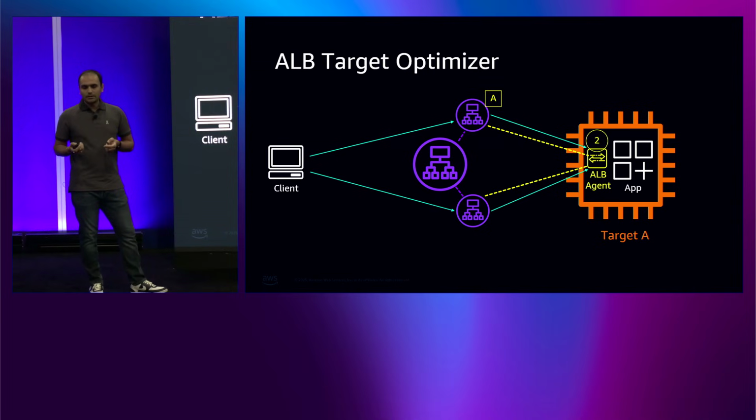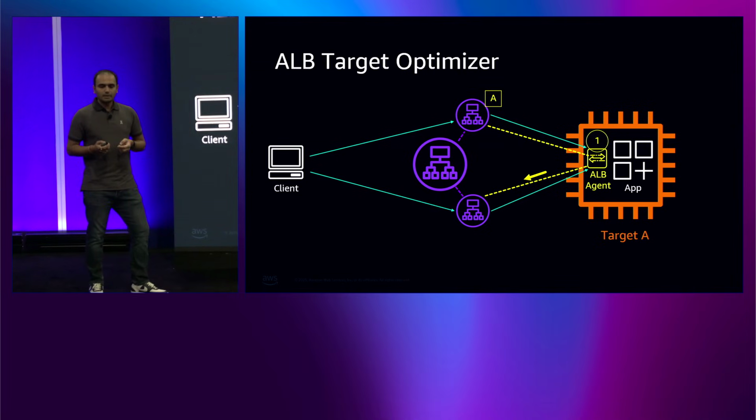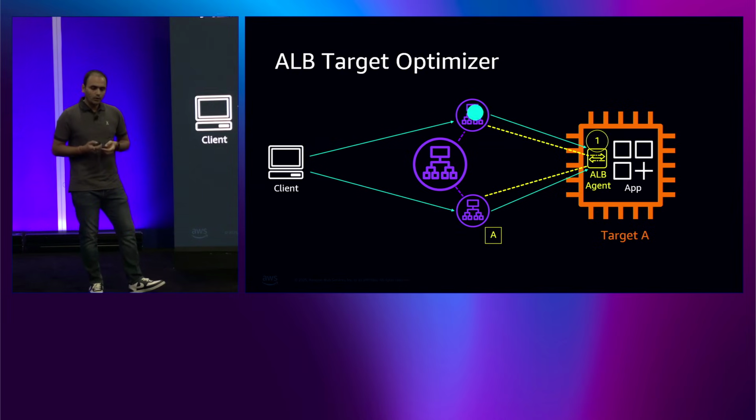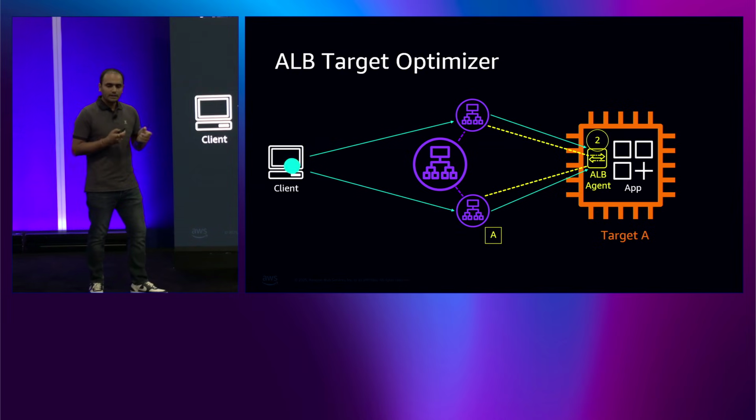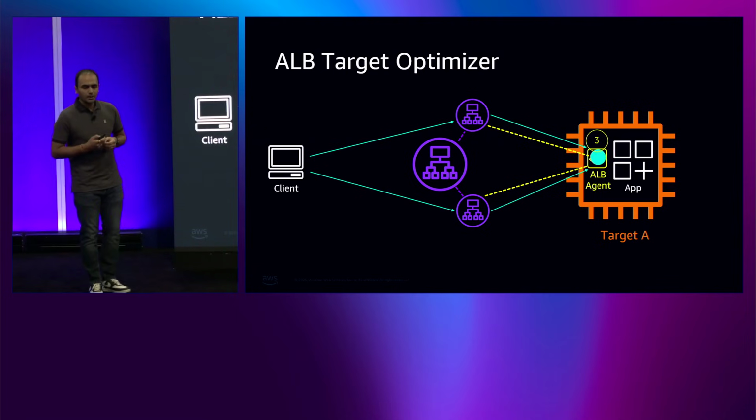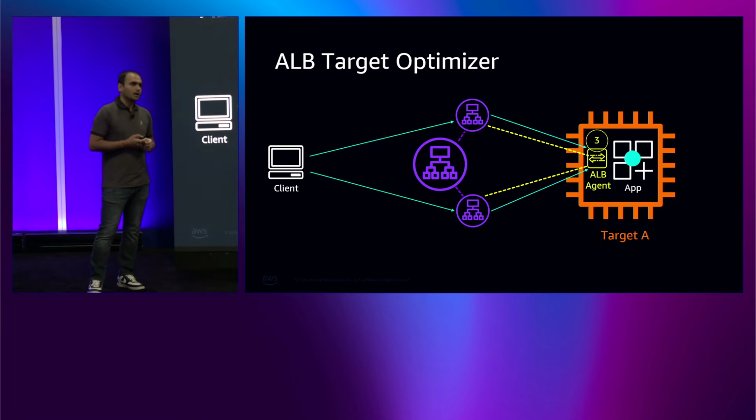Let's say another request completes and the application is down to 1 request, the agent will send another signal to another load balancer node. And these nodes will now know that if a request arrives, they can send that request to the target because the target is capable of processing them.